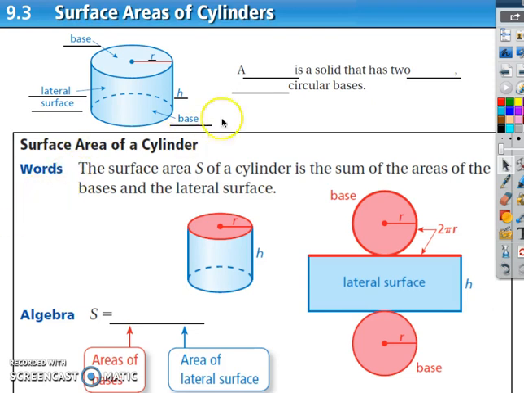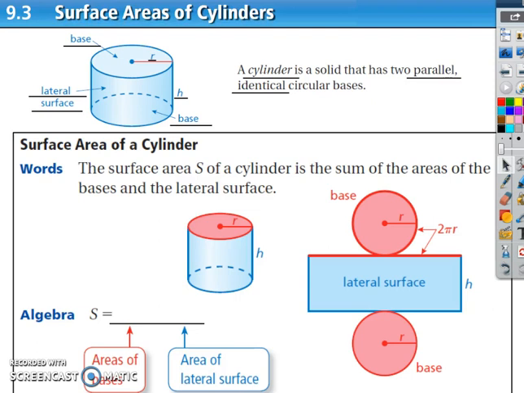Now the definition of a cylinder is that a cylinder is a solid that has two parallel, identical, circular bases. So these two bases that we looked at are circles, and they are parallel because they are not tilted towards each other in any sort of way.